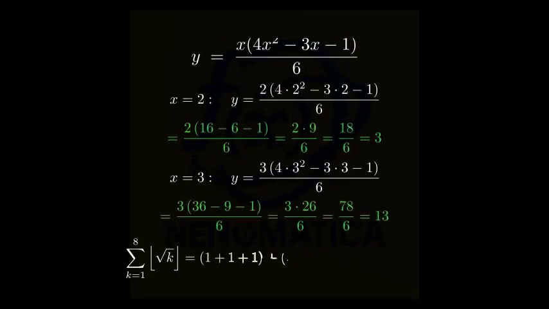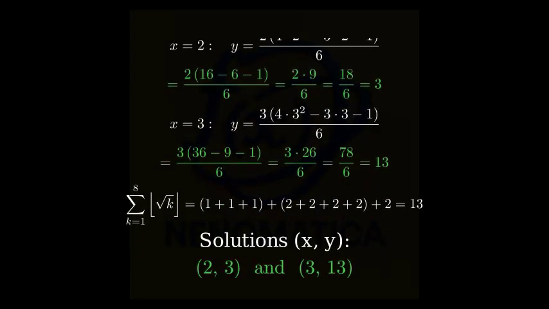As a quick verification for x equals 3, the sum from k equals 1 to 8 of floor of square root of k is 1 plus 1 plus 1, then 2 plus 2 plus 2 plus 2, and finally 2, which totals 13. Therefore, the prime pairs that satisfy the equation are x equals 2, y equals 3, and x equals 3, y equals 13.